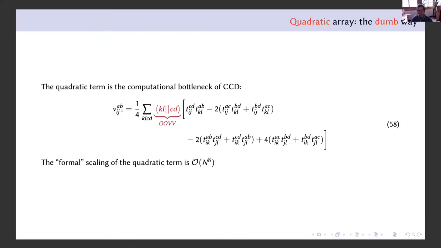Now I'm looking at the quadratic array, the expression of which is given in the paper of Pople that I just gave you on slide number 2.